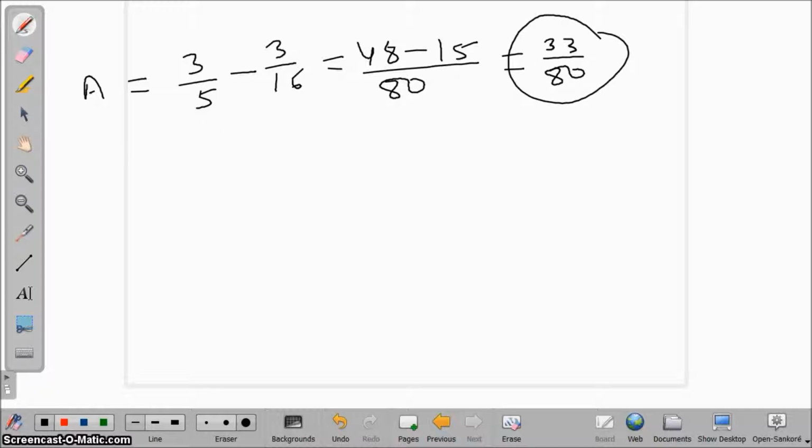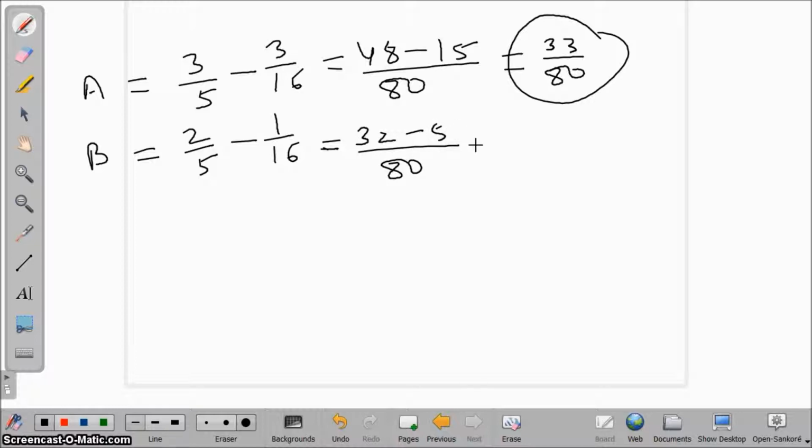And let's see B's new share. B's old share was 2/5 minus B's sacrifice, that is 1/16. Again LCM will be 80. So 5 16s are 80 and 16 2s are 32, and 16 5s are 80 and 5 1s are 5. So B's new share will be 27/80. So this is B's new share.